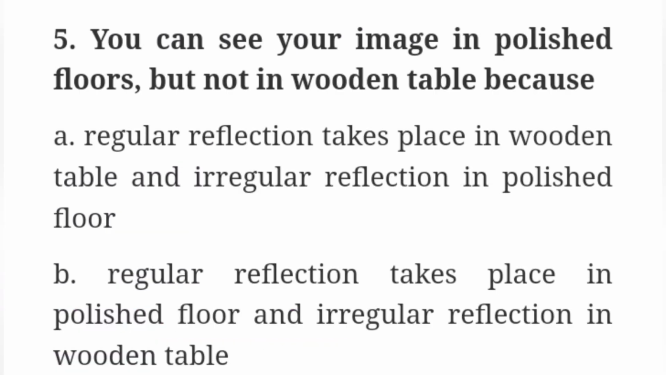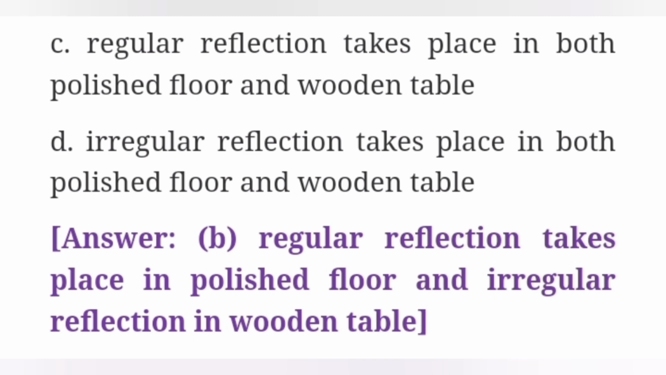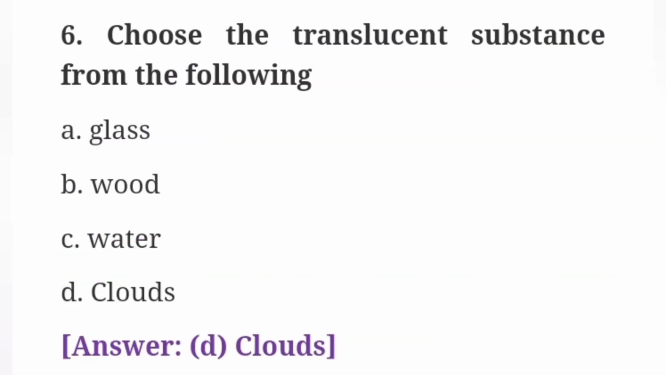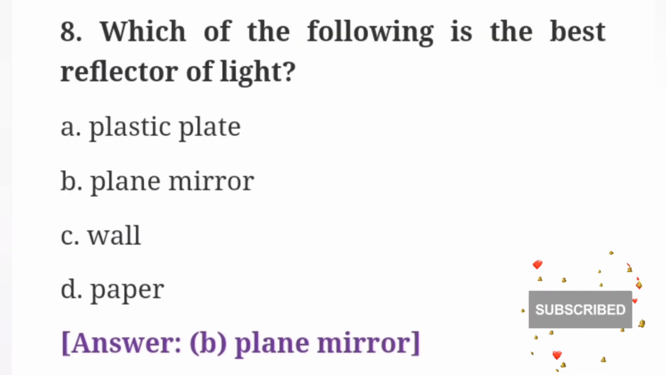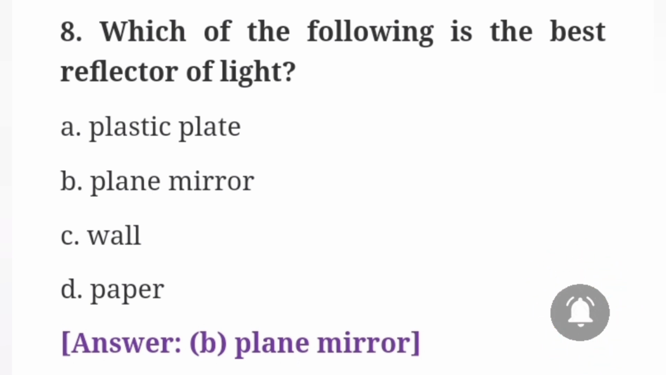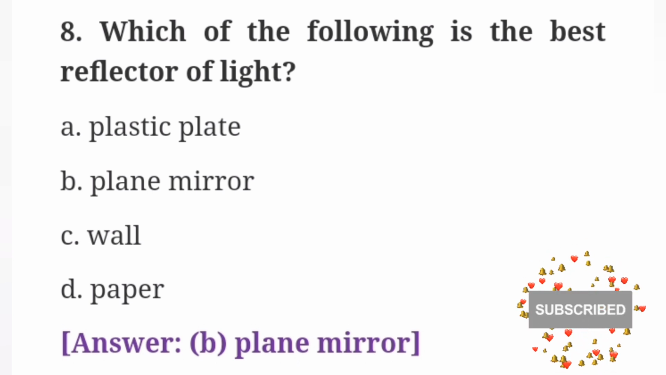Fifth one, you can see your image in polished floors but not in a wooden table because, answer option B, regular reflection takes place in polished floor and irregular reflection in wooden table. Sixth one, choose the translucent substance from the following. Option D answer, clouds. Seventh one, reflection occurs when the light approaches a surface, answer option B. Eighth one, which of the following is the best reflector of light? Option B answer, plain mirror.